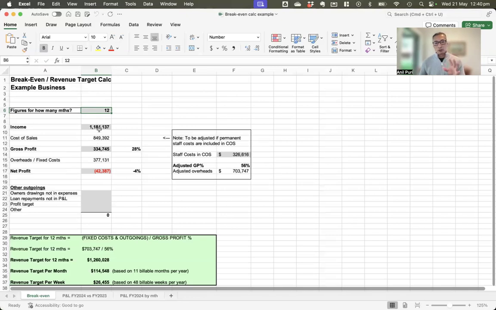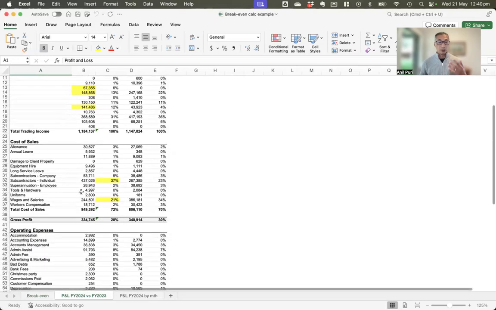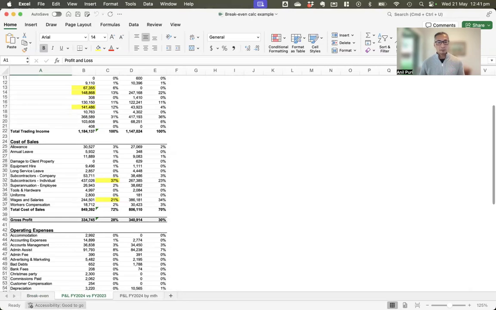I won't go through this in a lot of detail, but the formula down here for calculating your break-even point is described here. It's your fixed costs plus any additional outgoings, and I'll explain that in a minute, divided by your gross profit percentage or gross profit margin. That's why it's important to understand your P&L, especially how the costs are broken down between variable costs and fixed costs.